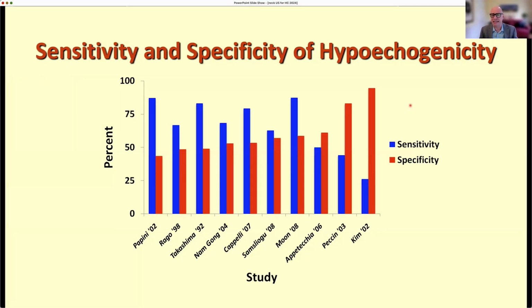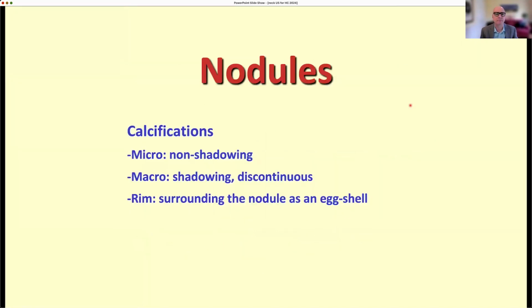And the reason is thyroid cancer, the most common thyroid cancer is papillary thyroid cancer. Papillary thyroid cancer loses the follicular structure. The cells are very densely packed, and therefore they're very likely to be hypoechoic. But there are many nodules that are hypoechoic without being malignant.